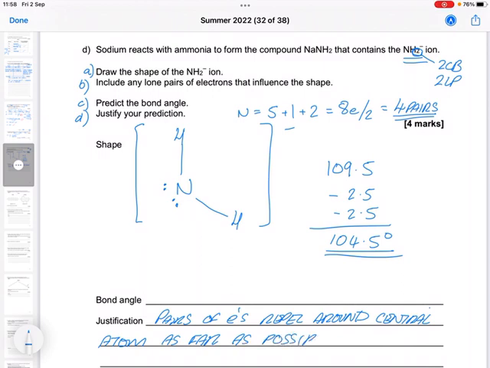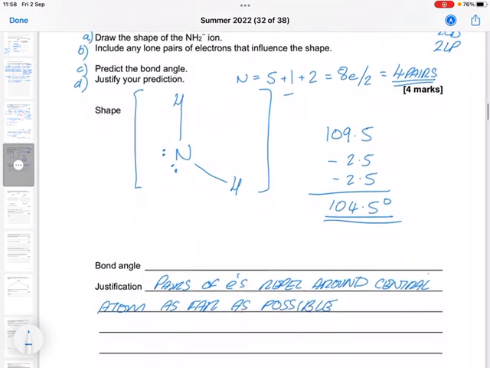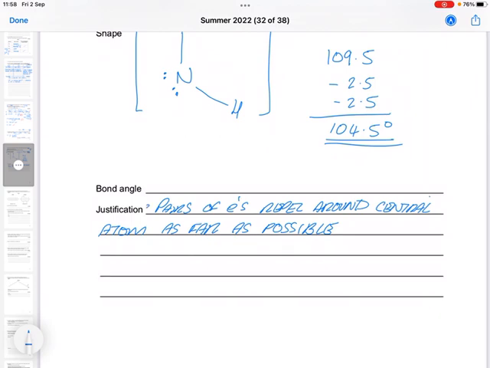Now, if there were all bonding pairs, that would be enough, but I've got lone pairs in here, so I need to state the effect of the lone pairs. So, lone pair to lone pair repulsion is greater than lone pair to bonding pair repulsion, which is greater than bonding pair to bonding pair repulsion.